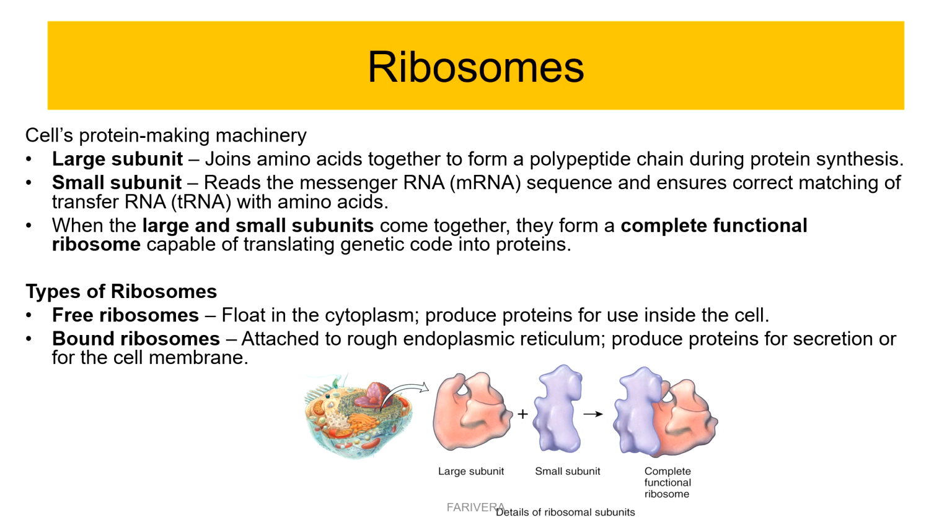Now we have the ribosomes. Ribosomes are the cell's protein making machinery. They contain a large and a small subunit. The small subunit helps read messenger RNA. The large subunit helps join amino acids together to form a polypeptide. There are two general locations. Free ribosomes produce proteins mainly for use within the cell, while bound ribosomes attached to the rough endoplasmic reticulum produce proteins that may be secreted or inserted into cellular membranes.